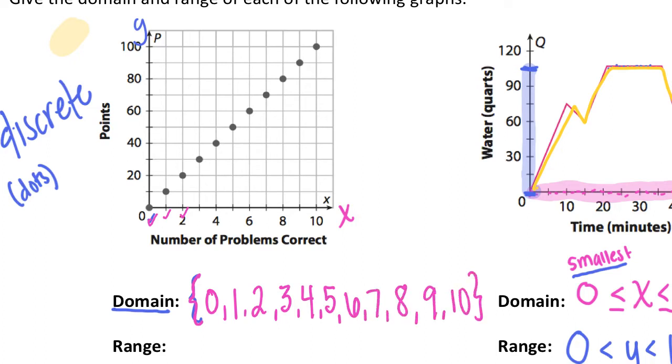We do not use an inequality because it does not include any of the fractions and decimals in between 0, 1, 2, 3, 4, 5, 6, 7, 8, 9, 10. It only includes those specific values. So that's our domain. Let's check out our range.